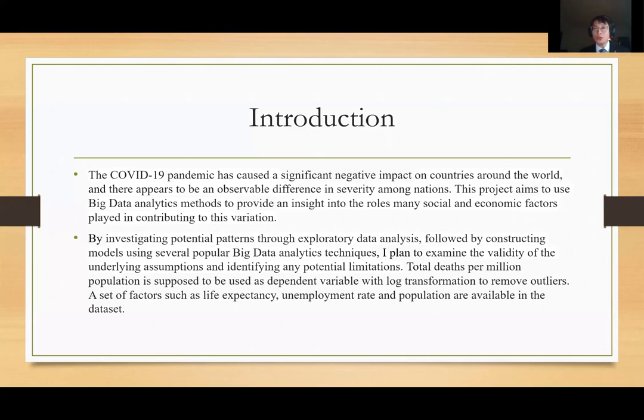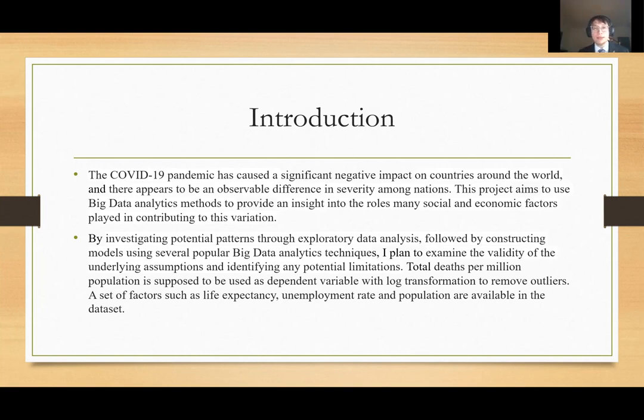Take US for example. The confirmed case is already exceed 300,000. Comparing with the World War II, the total deaths caused by World War II for United States is only 400,000. Right now, coronavirus already caused 75% of the loss of the World War II. So that is serious. And this pandemic appears to have an observable difference in severity levels among different countries.